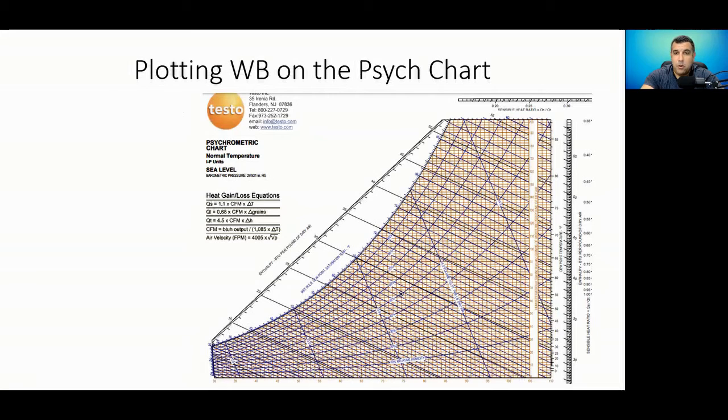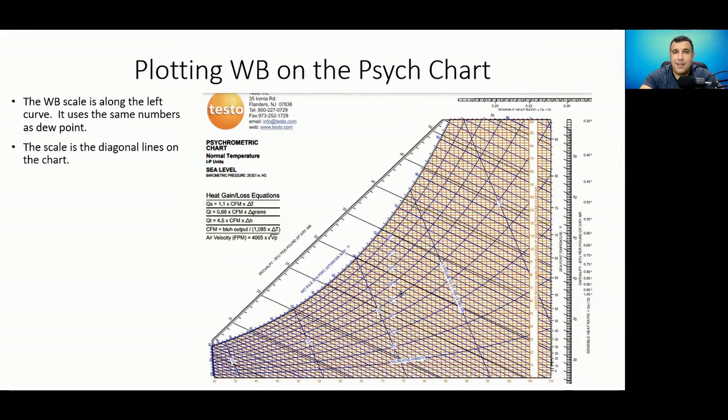How do we plot wet bulb on the Psych chart? Well, we use the same scale as the dew point. So notice here on the left side, that saturation curve there, those blue numbers, those are the same numbers that we use for dew point. But the difference is, instead of drawing a horizontal line to get to that scale, we're going to draw a diagonal line to get to that scale, just like this. So our wet bulb lines are diagonal lines. Don't get that confused with dew point, which would be horizontal lines.